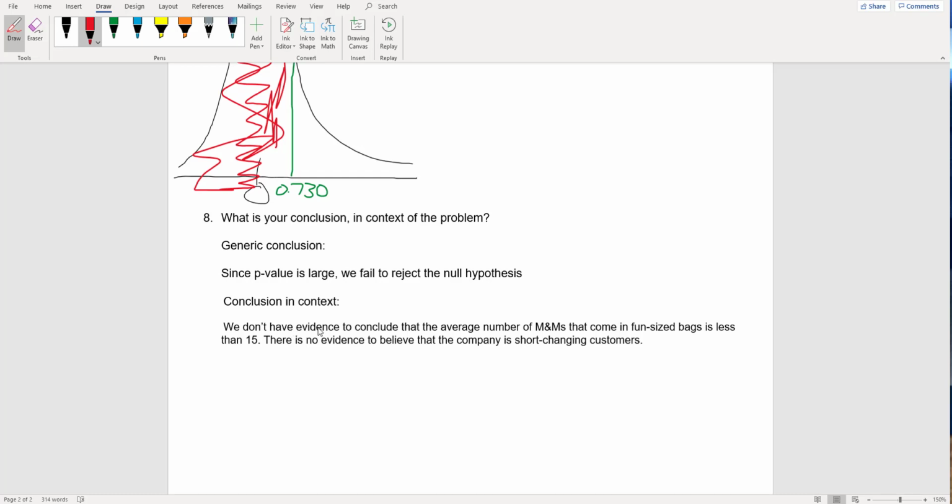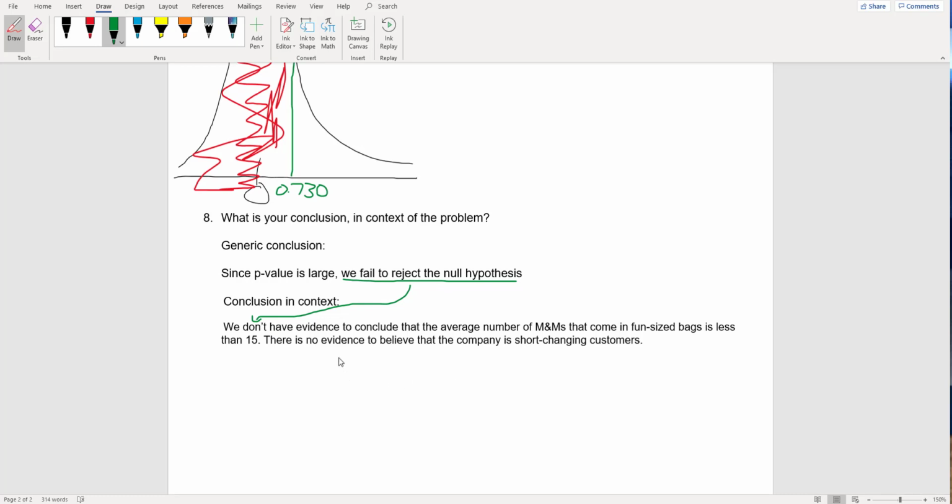And either we have strong evidence for the alternative if we reject the null hypothesis, and we don't have strong evidence for the alternative if we fail to reject the null hypothesis. Since we failed, that means we don't have strong evidence. If we didn't fail, we'd replace this with we have strong evidence that whatever the alternative hypothesis says.